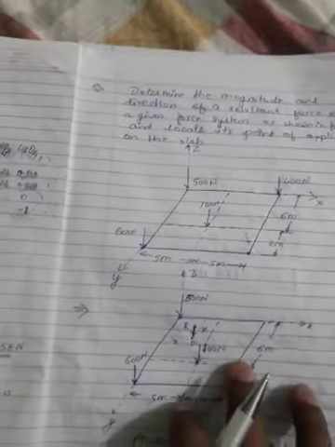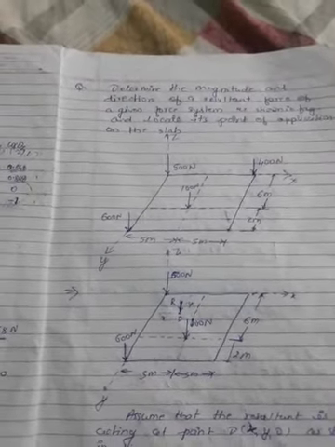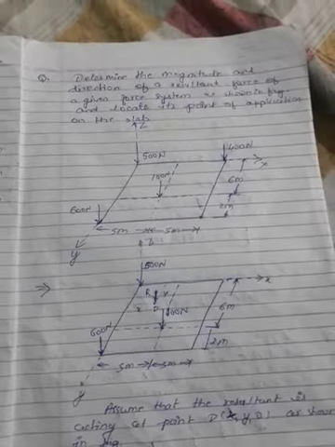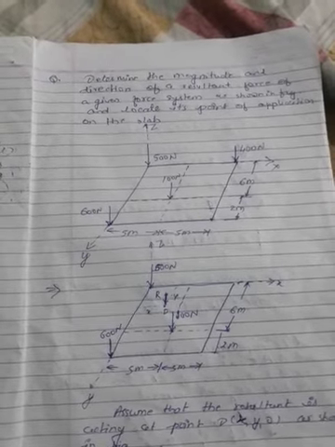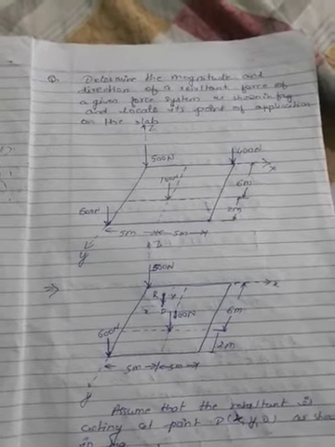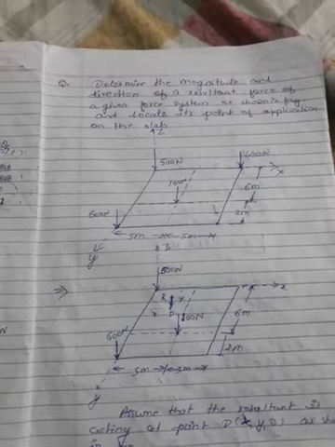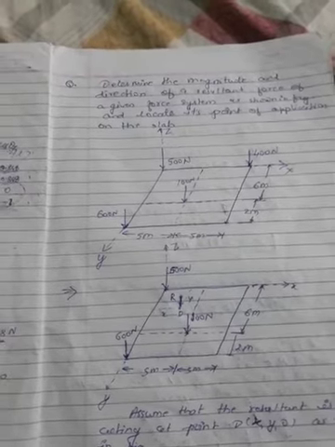So in this way we have completed the numericals on concurrent space force system. Now we are going to discuss the numerical on parallel space force system. Again, in parallel space force system we have two types of numerical. One is equilibrium numerical and another one is resultant numerical.